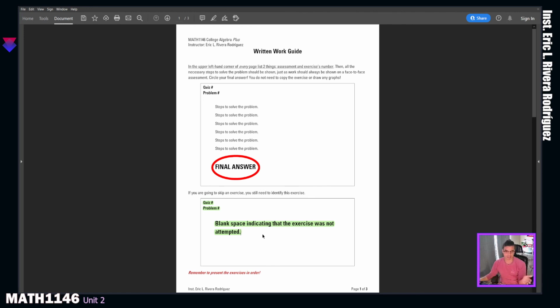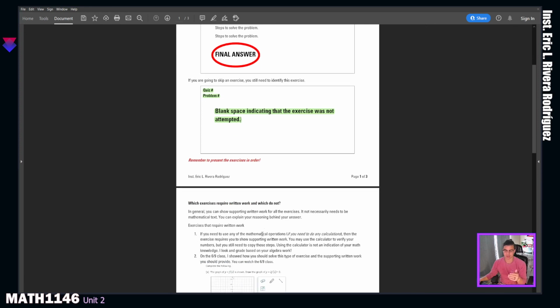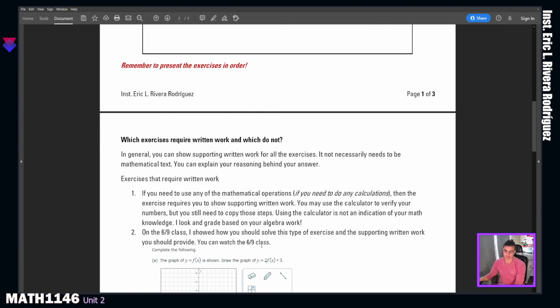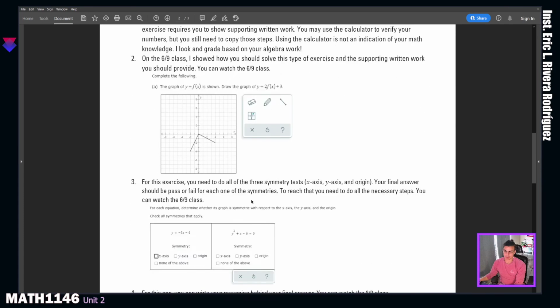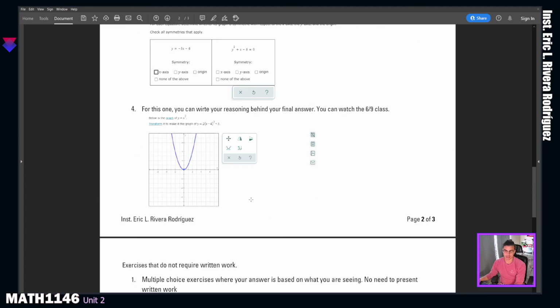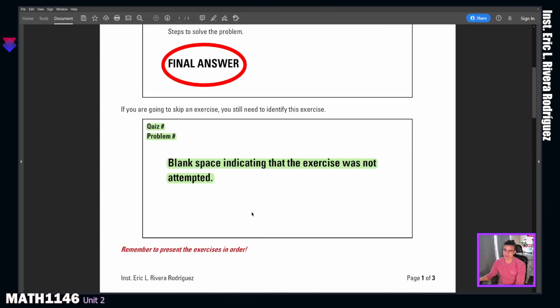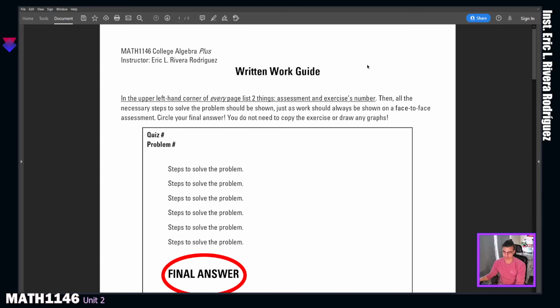Or if you want to skip an exercise, you can do that as well. That is going to help guide me through your work on the written work, so that way I can grade your work properly. Below this, there are some examples and explanations, and you want to refer to the guidance to know what exercises need written work and what exercises do not need written work. Okay, this is on Blackboard. If you still have questions about this, just let me know.